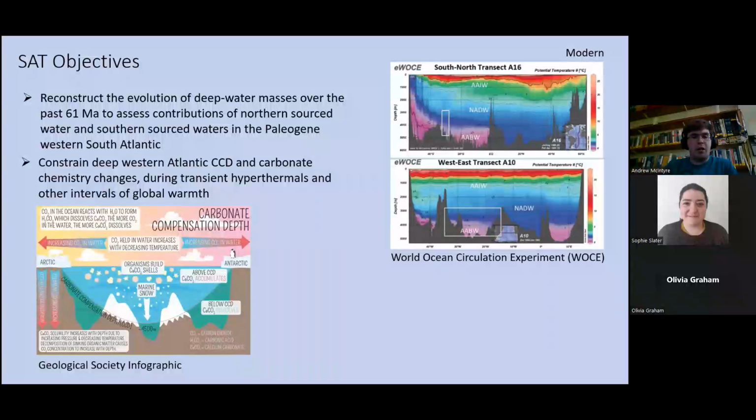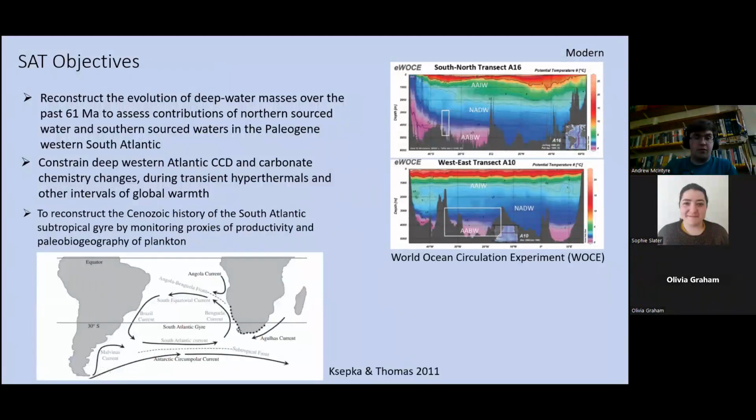But there were other objectives, such as constraining the deep Western Atlantic carbonate compensation depth. Studies from previous expeditions across the mid-ocean Walvis Ridge suggest that the CCD was very dynamic through the Paleogene and potentially the Neogene as well. So we wanted to really provide some evidence to constrain this idea.